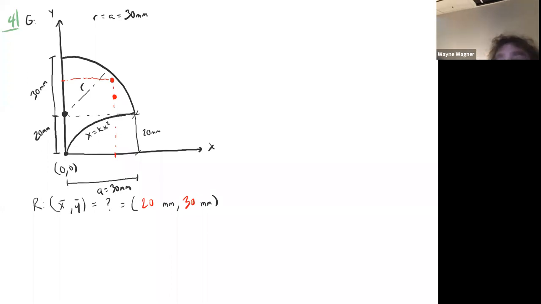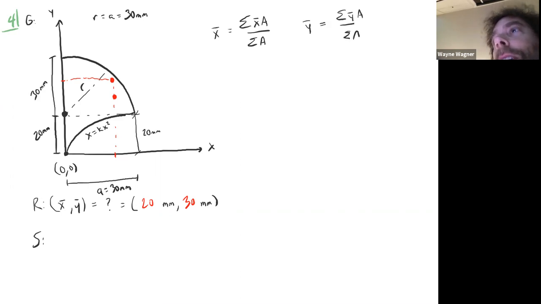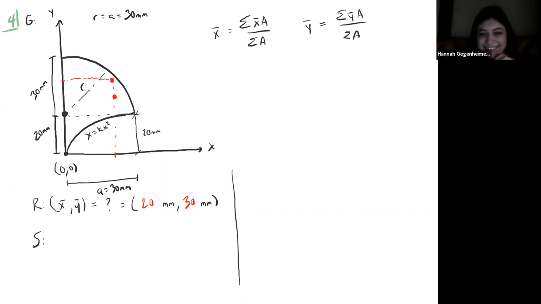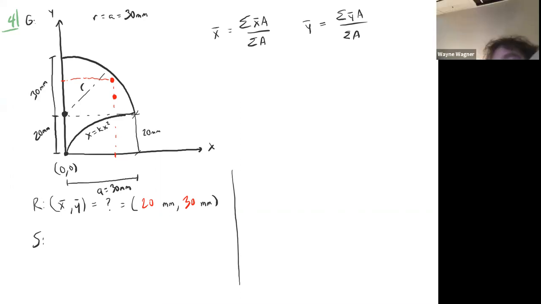Okay, so let's do the solution. And we already know we're going to do this big fancy summation. So X bar equals the summation of X bar A over the summation of A, and Y bar equals the summation of Y bar A over the summation of A. Let's do our little chart. It's kind of a big chart, actually. I'm going to create some space for it over here. How much space do we need? I don't even remember.